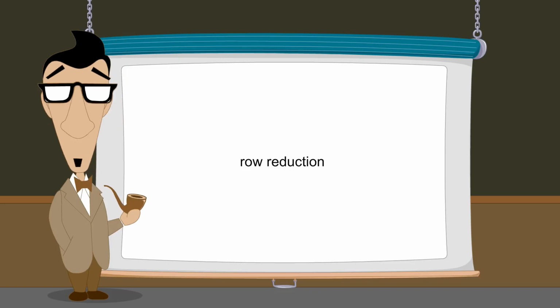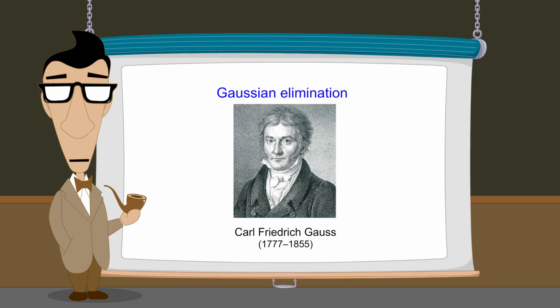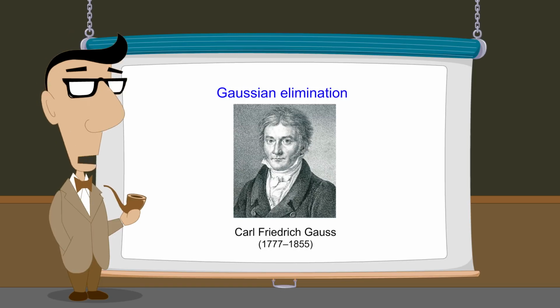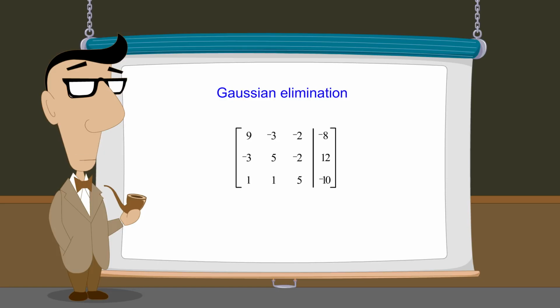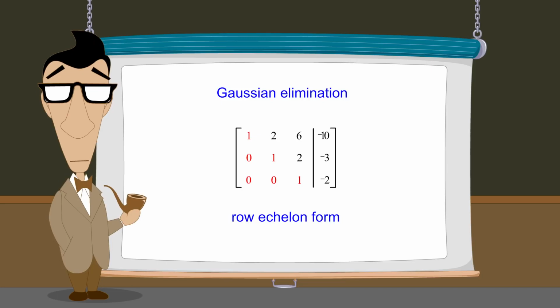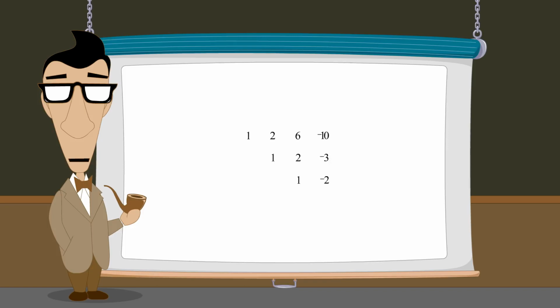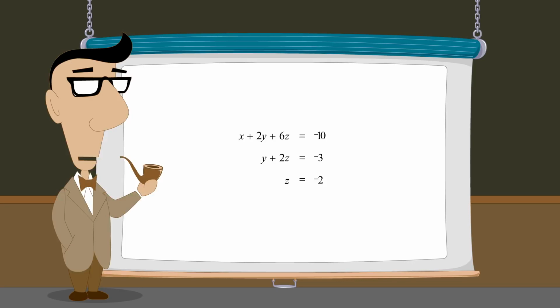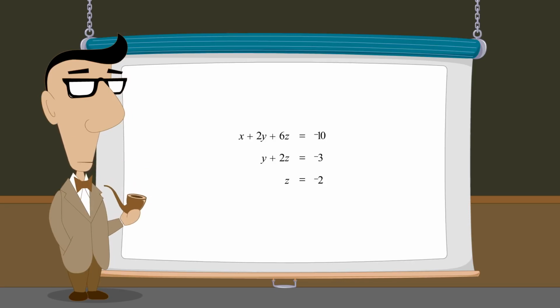In this lecture, we will introduce a process of row reduction called Gaussian elimination, named in honor of the German mathematician Carl Friedrich Gauss. Using Gaussian elimination, the augmented matrix is reduced to row echelon form. This simplified form of the augmented matrix corresponds to a simpler system of equations with the same solutions as the original system. These simpler equations can then be easily solved using a substitution process, which we will see later in this lecture, called back substitution.